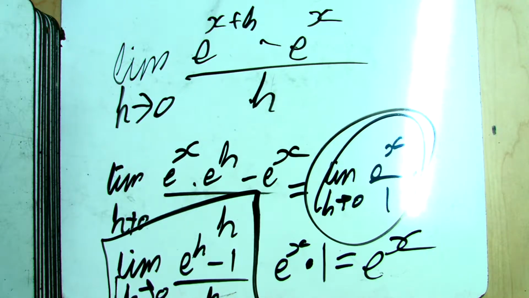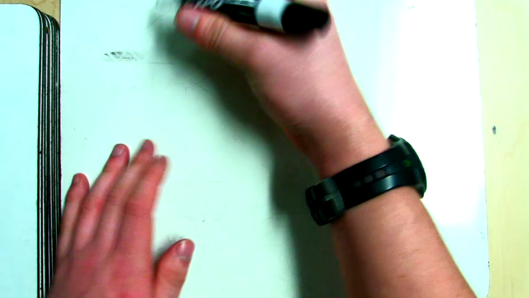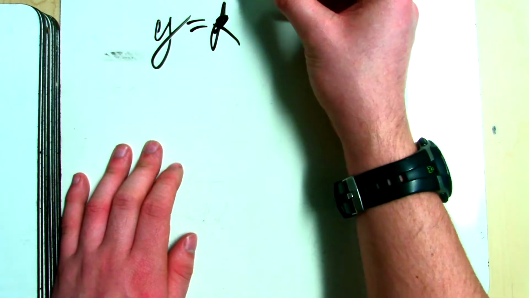The first, second, third, etc. derivative is equal to itself. Now, moving on, what if it is an exponential equation, except it's not e? Well, then we have this as an example, y equals k, being the constant, to the power of x.